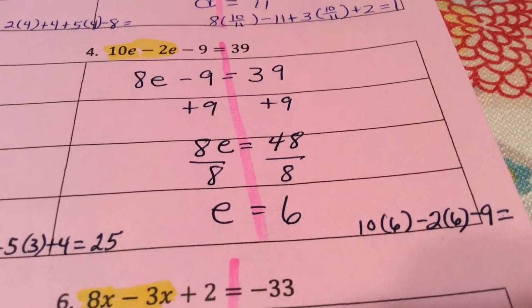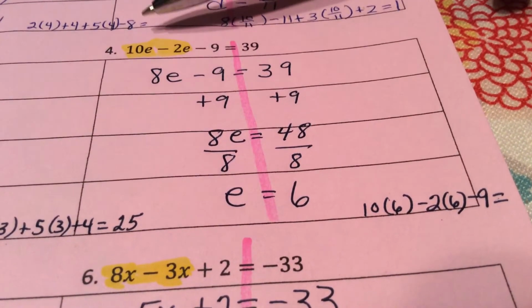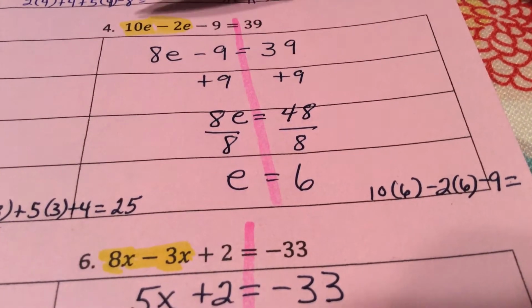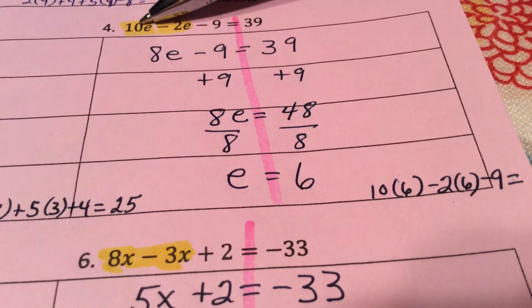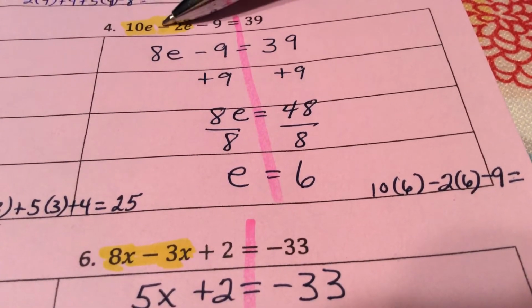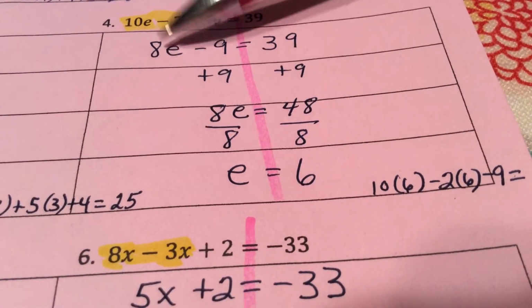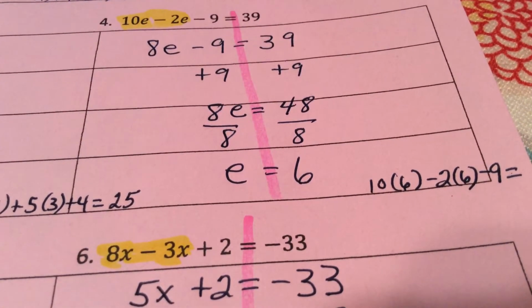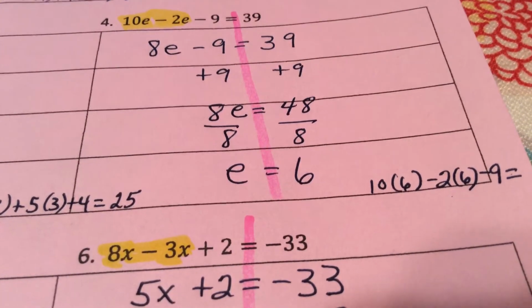On number 4, we have two terms that are alike, 10e minus 2e's. So let's highlight those two. Now, we're going to put this into our calculator. We're going to put 10 minus 2. 10 minus 2 gives us 8e's. 10 eggs minus 2 eggs is 8 eggs. Okay? We're going to drop the minus 9 down, equals 39.